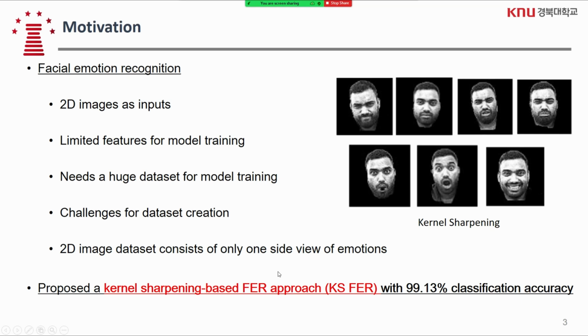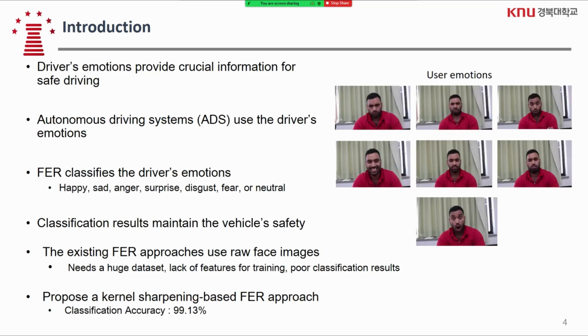To improve the performance of the FER system, we proposed a kernel sharpening based FER approach. This proposed system reached around 99% classification accuracy. When we start with the FER research, driver's emotions provide crucial information for safe driving. So the major application of facial emotion recognition is in autonomous driving systems. When the autonomous driving system uses the driver's emotions, we can prevent road accidents, or reduce the number of road accidents, or give better performance to the autonomous driving.